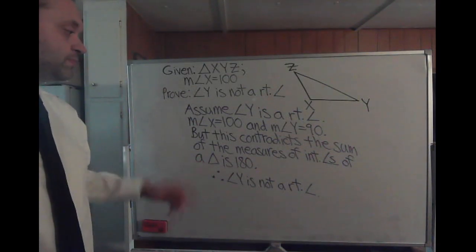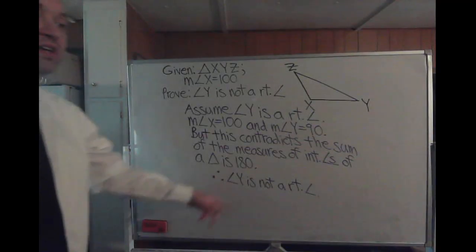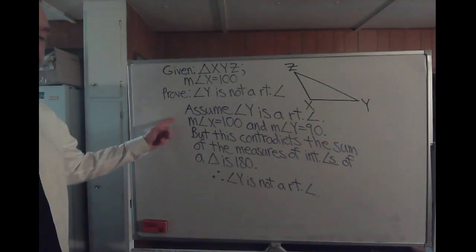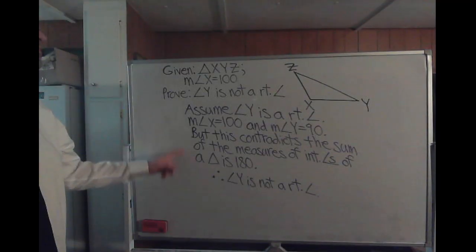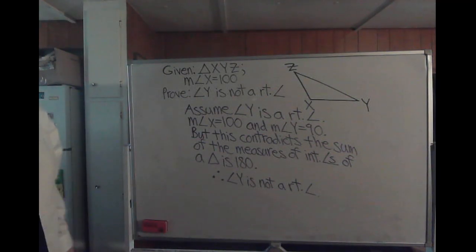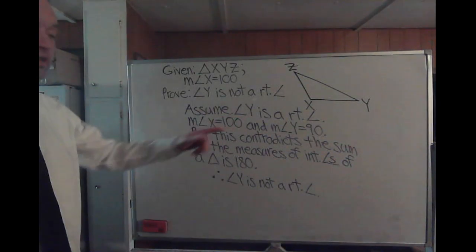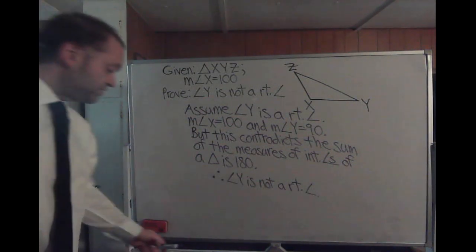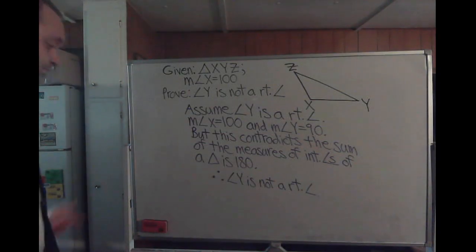So, therefore, angle Y is not a right angle. In the end, you reason that your assumption is false, so what you're trying to prove must be true then. That's all it is. That your assumption is false and what you're trying to prove must be true. That's really all this is.